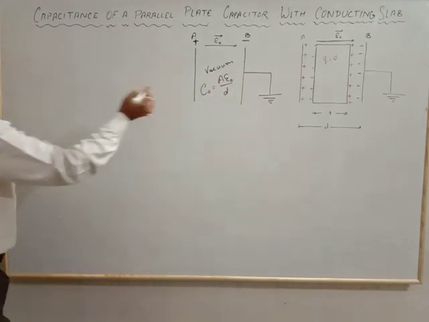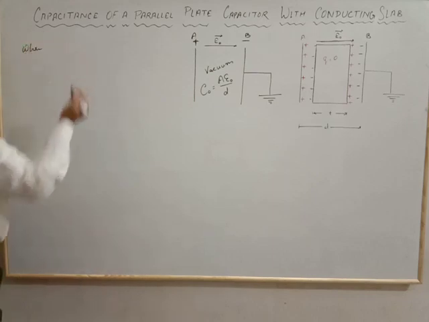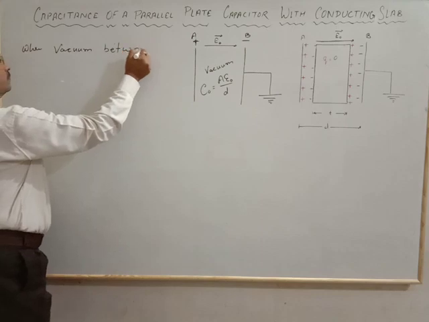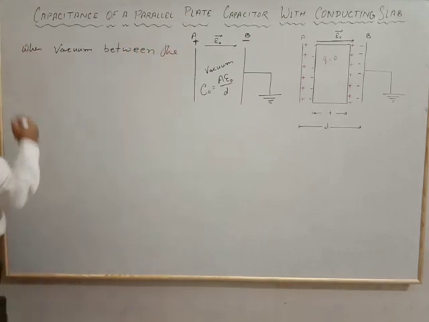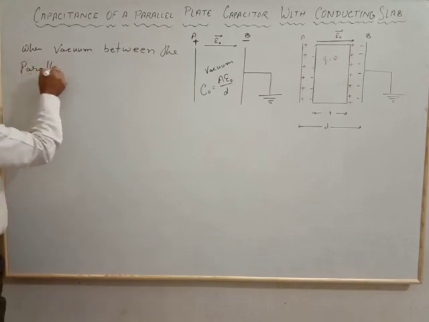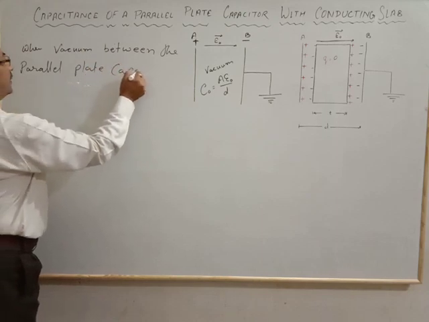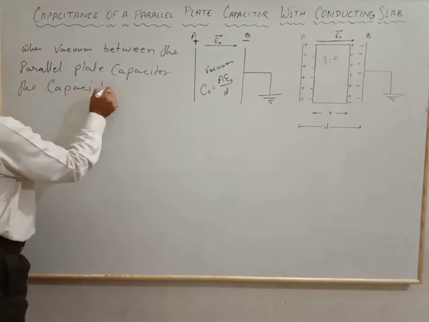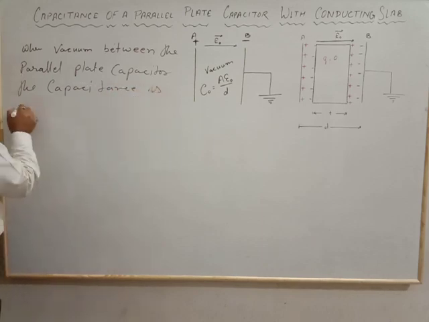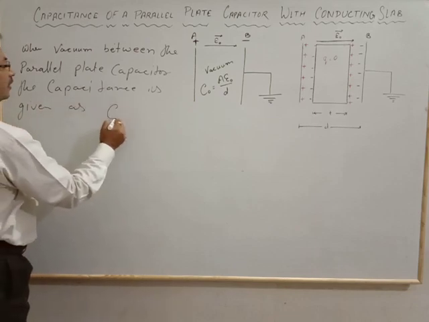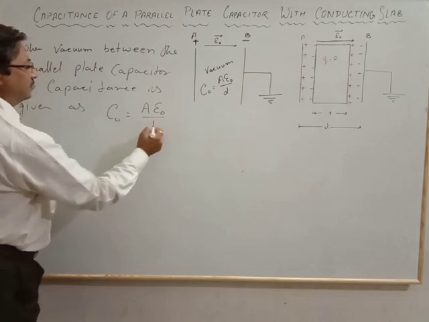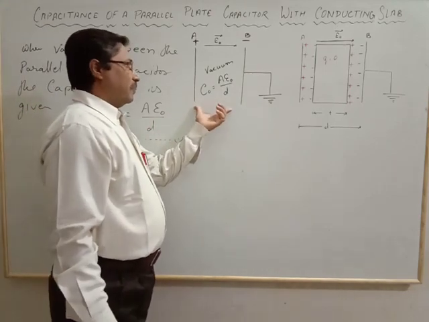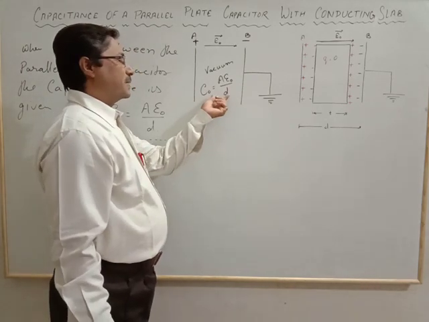So when there is a vacuum between the parallel plate capacitor, the capacitance is given as C naught equals A epsilon naught by D. And this relation we will take as the first relation, when between the plates there is a vacuum or air medium. In that case the capacitance will be this one.